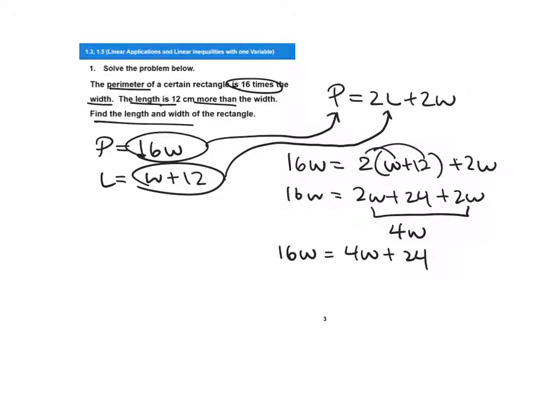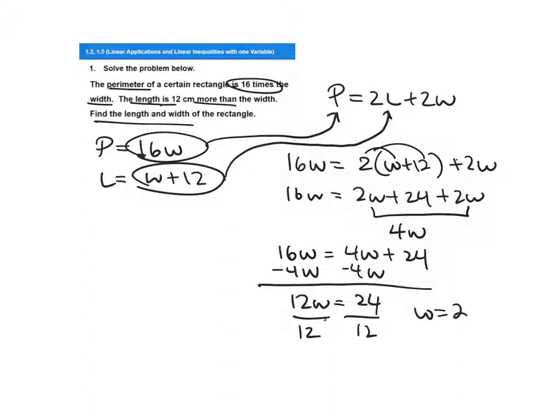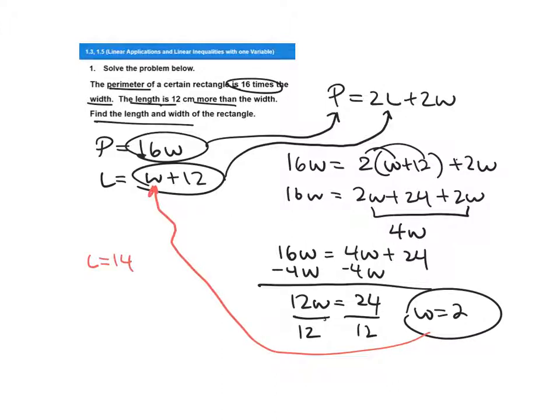There's the only constant on this side, so we're going to subtract 4W since it's a positive 4W. That'll be 12W equals 24. Divide by 12. W equals 2. Now we can look back, and if W is 2, then length is 14, and perimeter is 16 times 2, or 32. The width is 2. So we've got a 2 by 14 rectangle with a perimeter of 32.